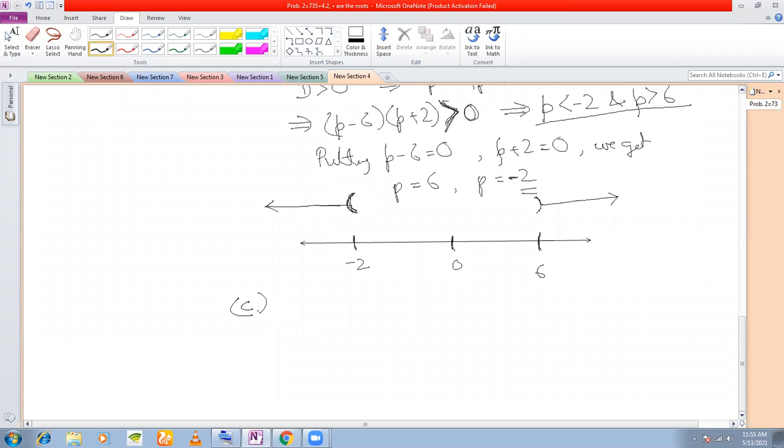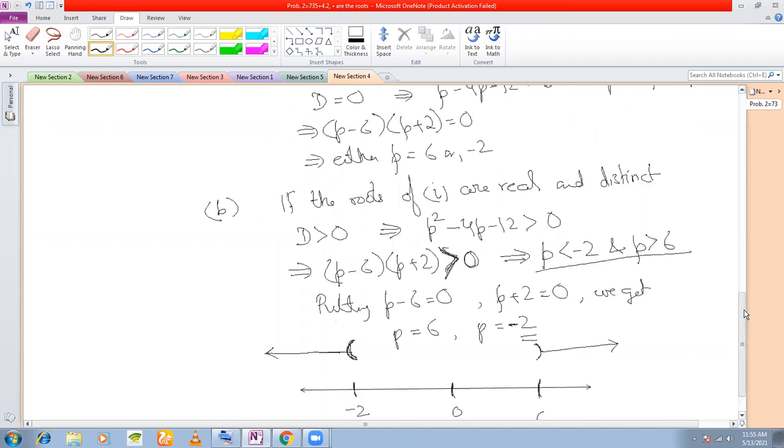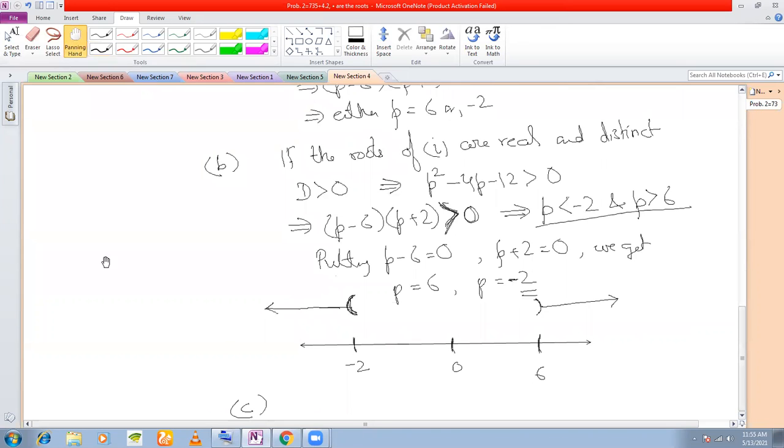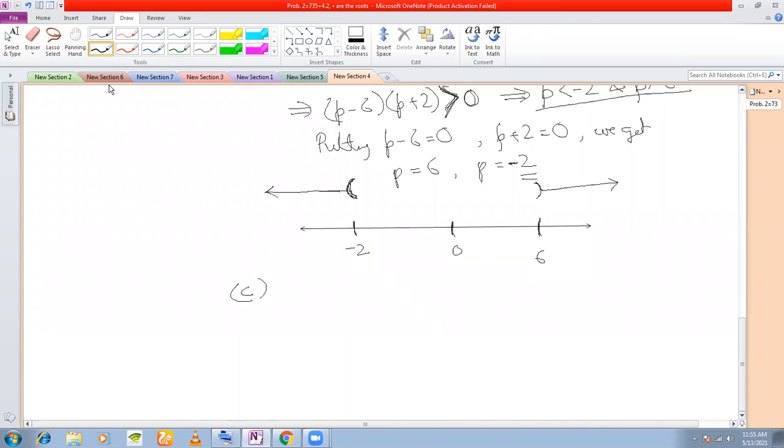The third question here was one negative, one positive root. Now, if one root is positive and one root is negative, suppose one root is 2 and the other root is say minus 4, then what should be the product of the roots? It should be negative, isn't it? 2 into minus 4 is minus 8, less than 0. So if one root is negative and one root is positive, then the product of the roots must be negative.